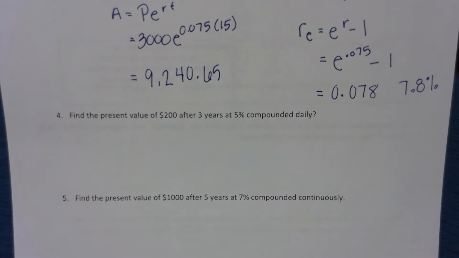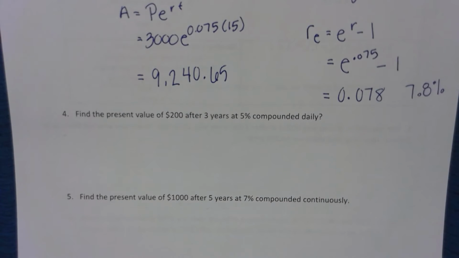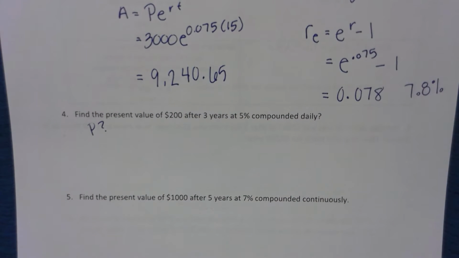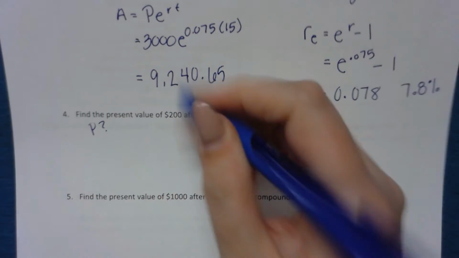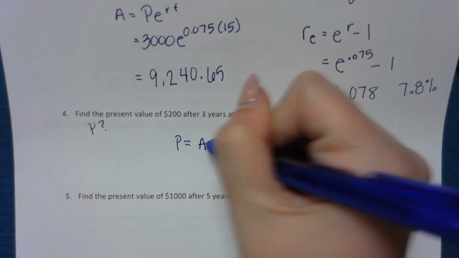Okay, number 4, find the present value of $200 after 3 years at 5% compounded daily. What this is saying is, if I want $200 in 3 years from now, how much do I need to invest now? So in this problem, I'm trying to figure out what is P. What do I have to invest now in order to have $200? So that's when our A and our P switch, and we now have P equals A.